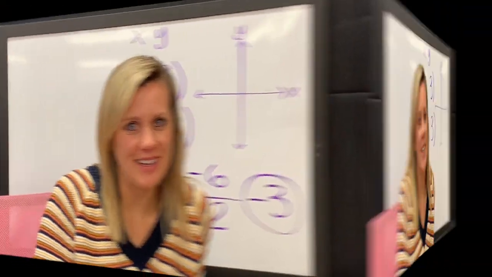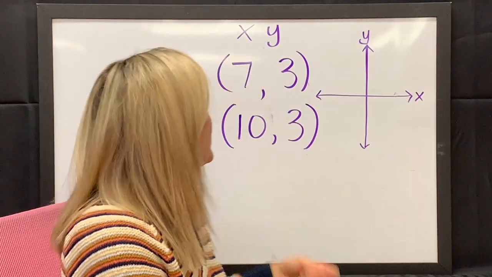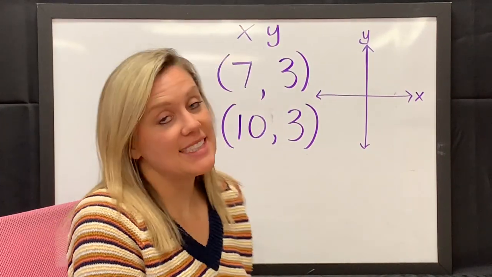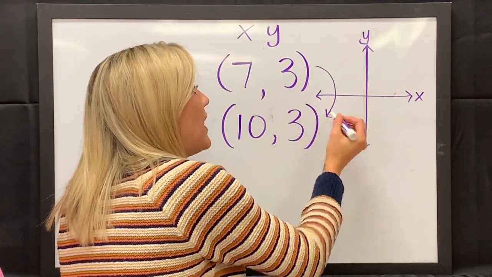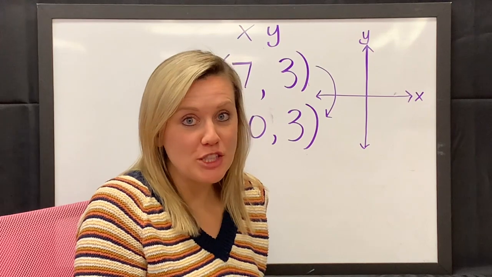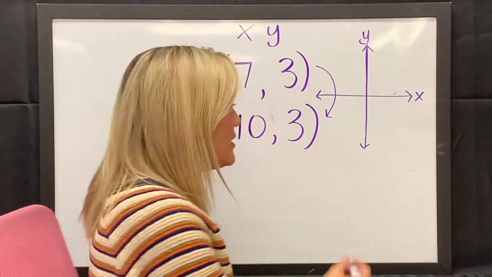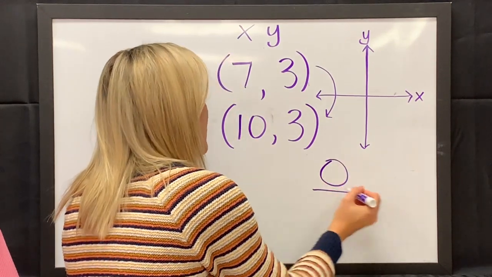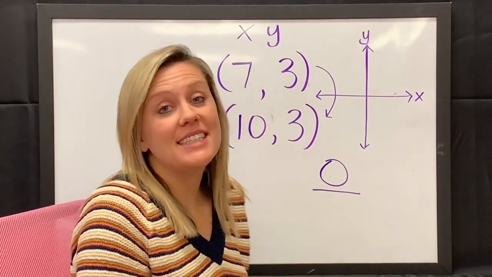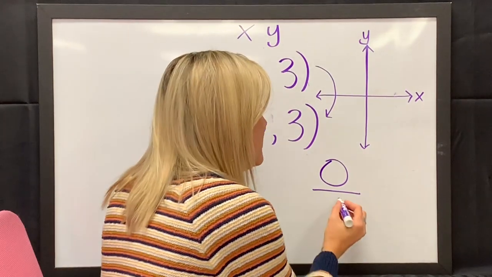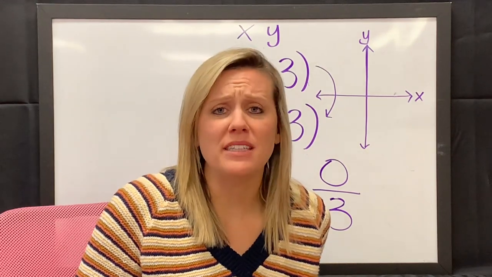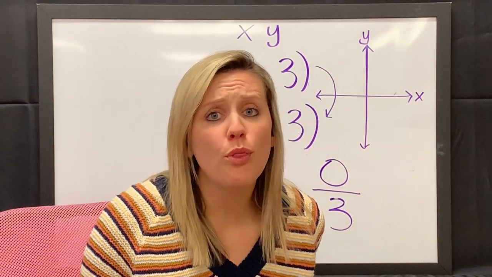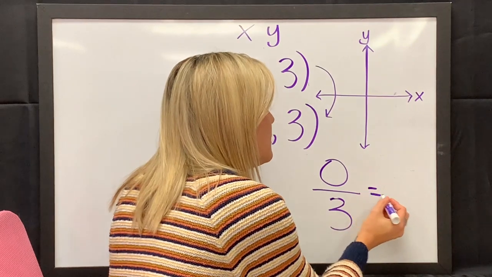Let's do another one. Here we have the points 7, 3 and 10, 3. So the first thing I'm going to do is think, what would I add to 3 to get to 3? And that would be 0. And then what would I add to 7 to get to 10? And that would be 3. And 0 in the numerator means just 0. 0 thirds reduces to the number 0.